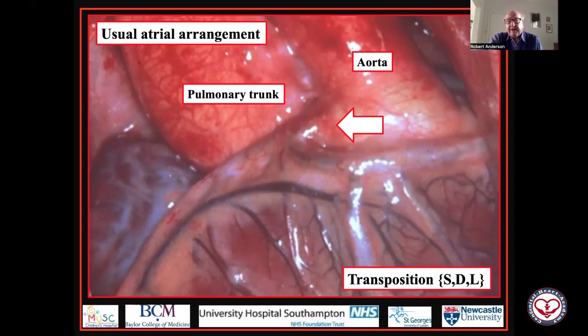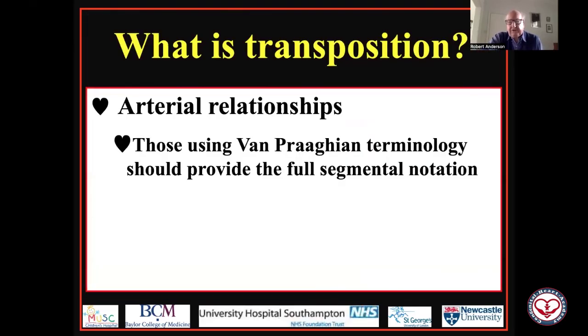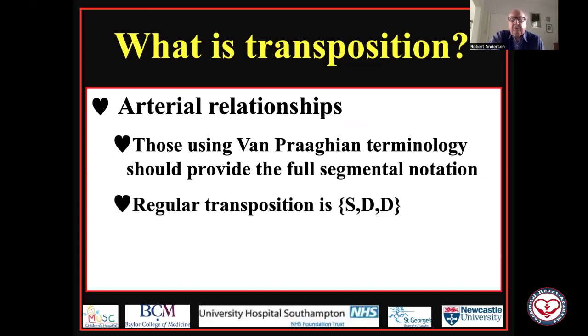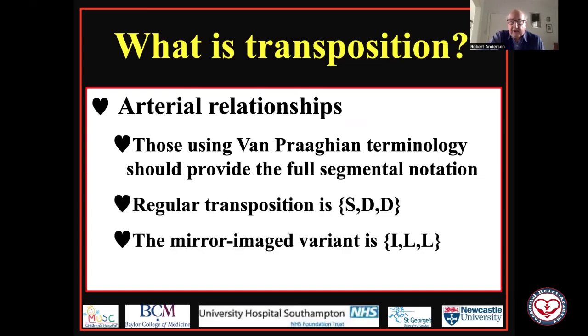This is transposition S, standing for solitus, D, pulmoventricular looping, L, left-sided aorta. So those of you who do still use Van Praaghian terminology, and I know there are many of you, you must, when you are describing transposition, give the full segmental notation. So regular transposition is SDD. The mirror imaged variant, which Diane showed you, is ILL.